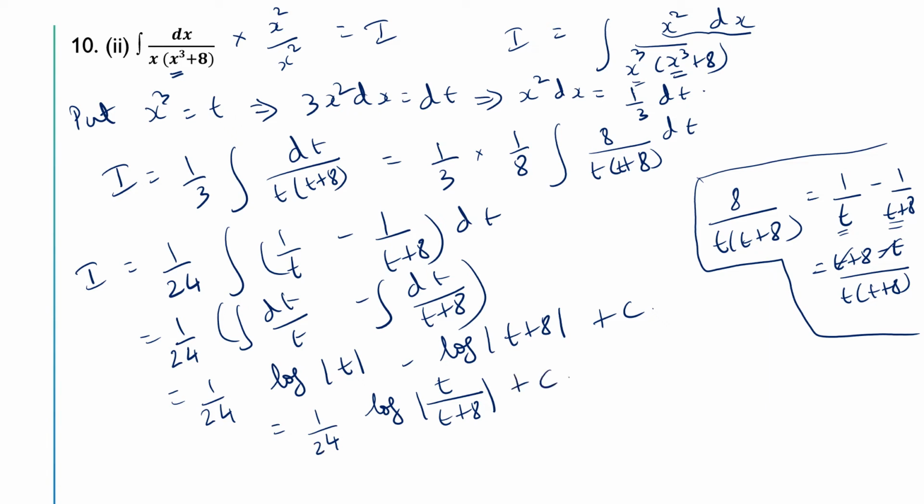Plus c. So now we can substitute for t. T we have taken as x cube. So the given integral becomes 1 by 24 log mod x cube upon x cube plus 8 plus c. So this is the answer.